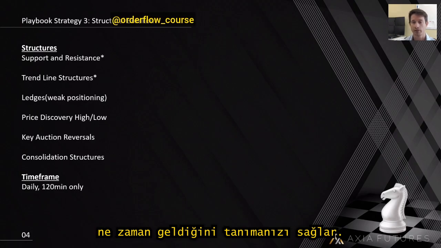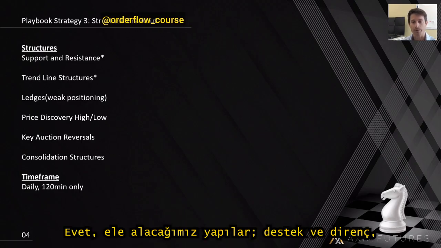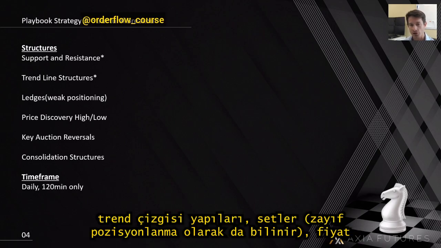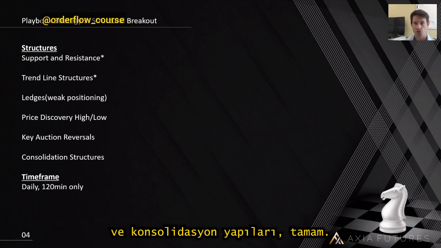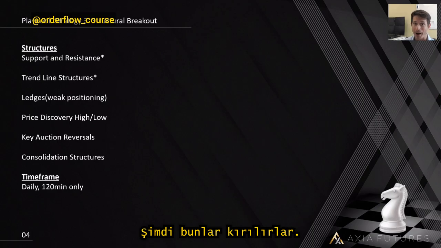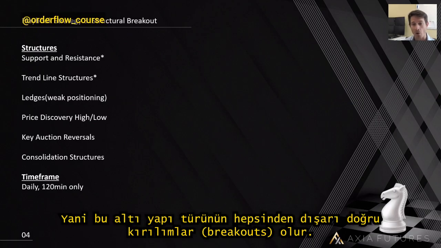So, here are the structures we're going to deal with. Support and resistance. Trend line structures. Ledgers, also known as weak positioning. Price discovery high-low. Key auction reversals. And consolidation structures. Okay, now they're breakouts. So, they are breakouts out of all 6 of these types of structures.